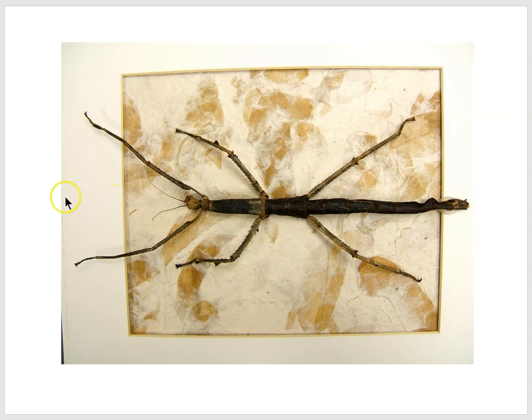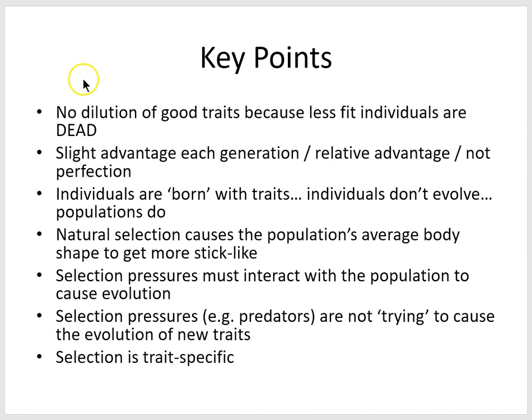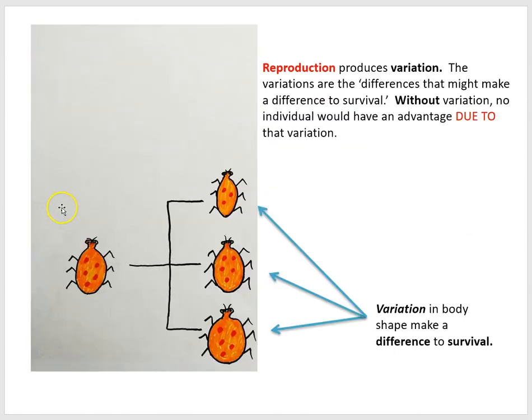This will be part 2 in the lesson on natural selection. We'll again use our stick insects as our example. We ended with some key points, and you can pause it here if you want to refresh your memory. But this was our scenario.